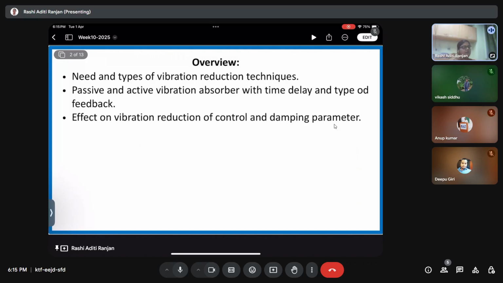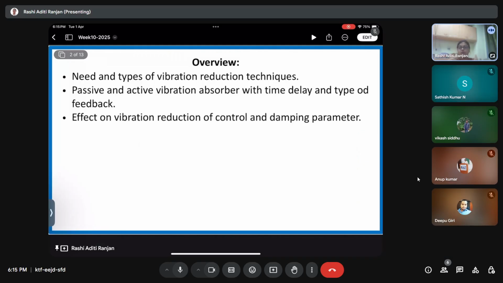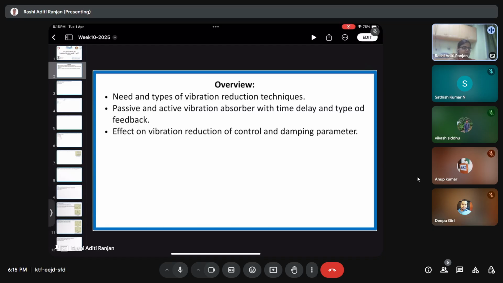And then third, effect on vibration reduction of control and damping parameter. So how the damping parameter and changing the control parameter could lead to effects on the vibration reduction. Okay, so this was the overview. Then we come to the first question.